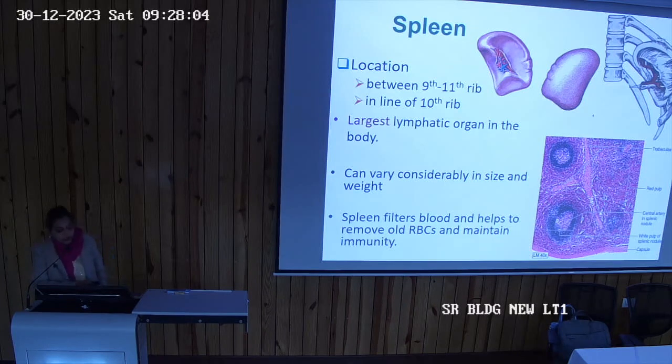Spleen filters the blood and helps to remove old RBCs and maintain immunity. It is also known as the graveyard of RBCs.